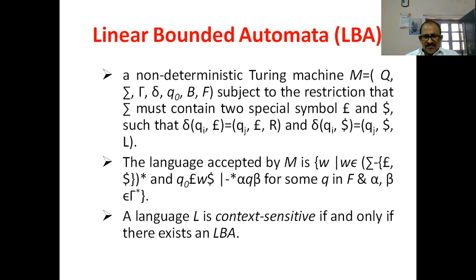The language defined by a linear bounded automaton is a context sensitive language. So a linear bounded automaton defines the context sensitive language. This is another class of formal language. We can say a given language is a context sensitive language if and only if there exists a linear bounded automaton.